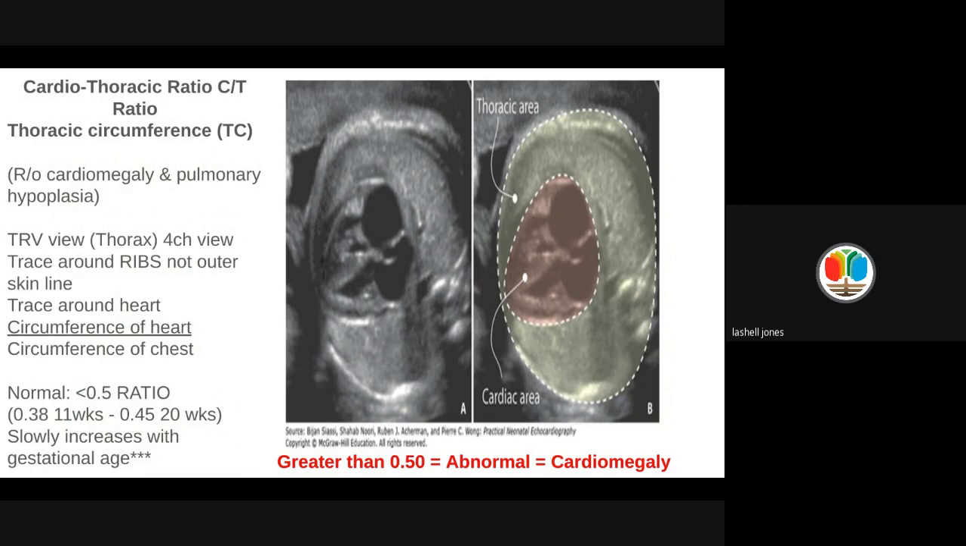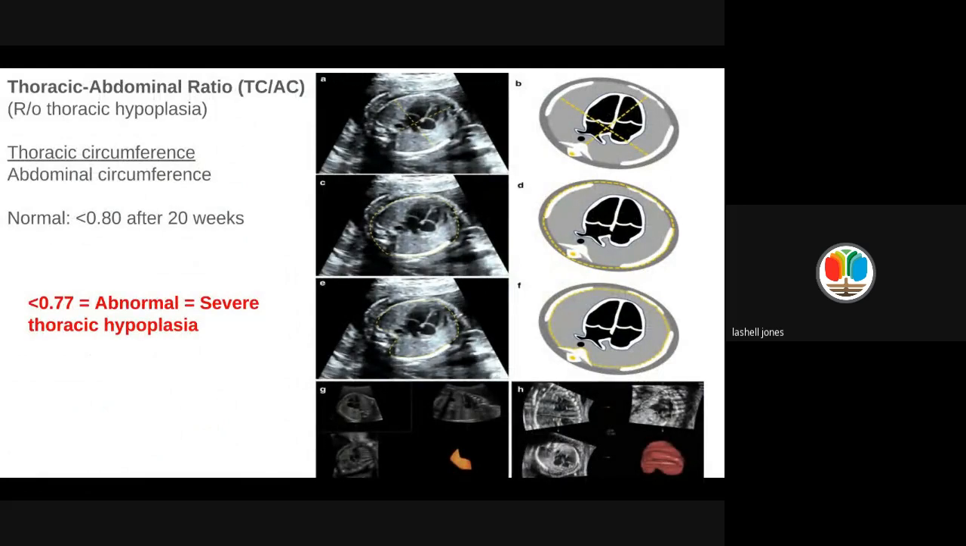With your thoracic abdominal ratio, you're comparing the chest size to the abdomen. If it's less than 0.7, that indicates that the chest is small. It is abnormal, so know the difference. Thoracic to abdominal, we're comparing the size of the chest to the abdomen. We want values greater than 0.7, but not less than. If it's less than, that shows that it's too small.